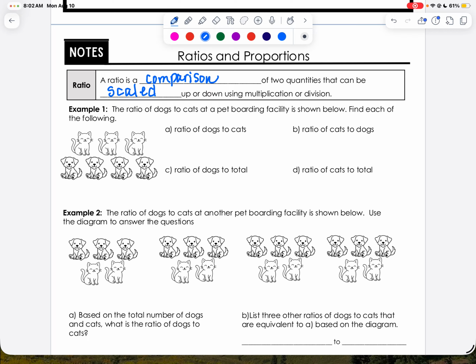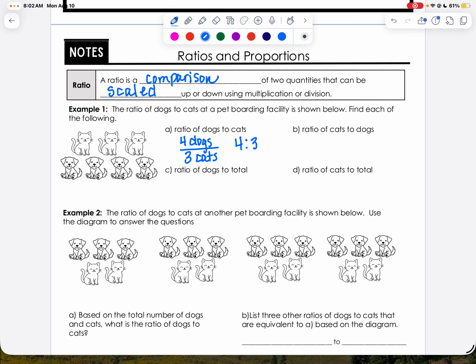So in example 1, it says the ratio of dogs to cats at a pet boarding facility is shown below. Find each of the following. In part A, they want the ratio of dogs to cats. Now the order here is important. Because they said dogs first, we will put 4 dogs to 3 cats. Or you could write the ratio as 4 to 3. But in either case, it's the dogs that had to go first, right?